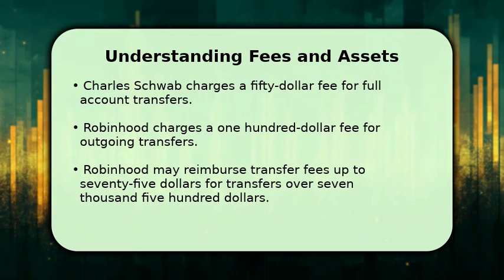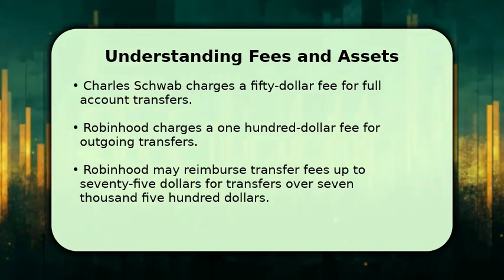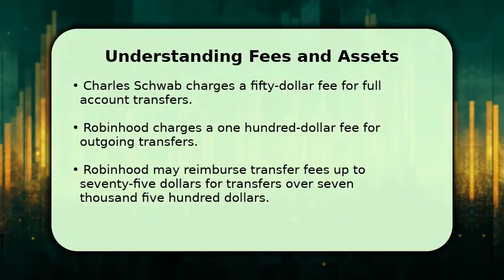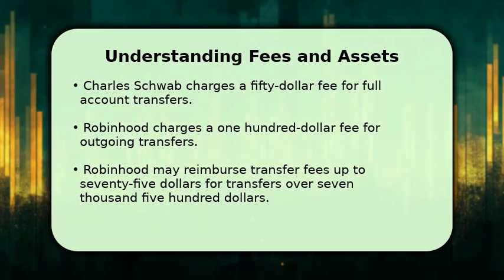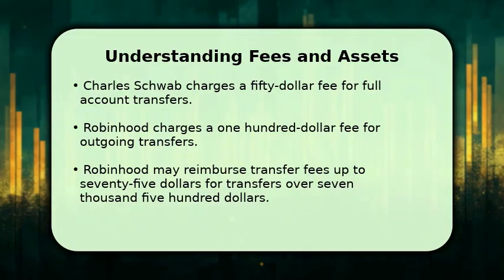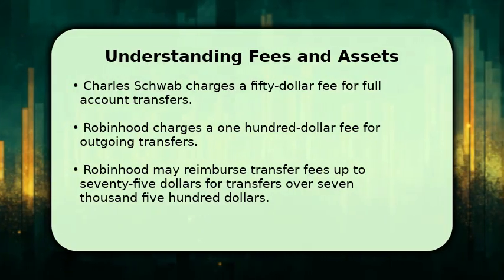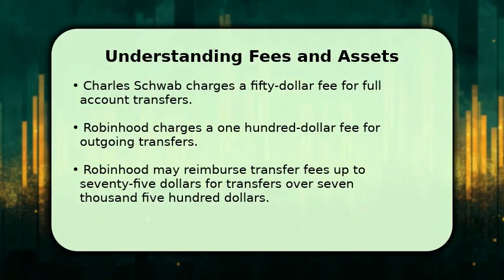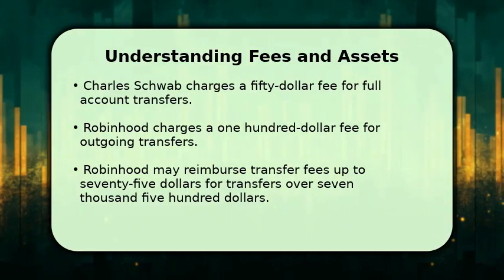It is important to be aware of potential fees. Charles Schwab typically charges $50 for a full account transfer. While Robinhood charges $100 for outgoing transfers, they may reimburse transfer fees up to $75 for accounts transferring more than $7,500. Keep in mind that certain assets, such as fractional shares, cryptocurrencies, mutual funds, and bonds, usually cannot be transferred through the ACATS system.